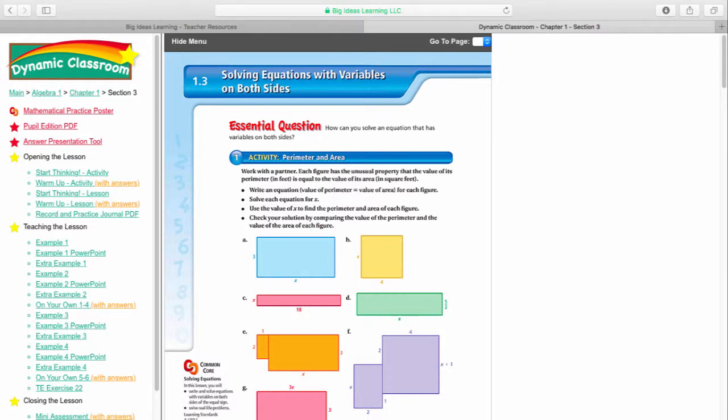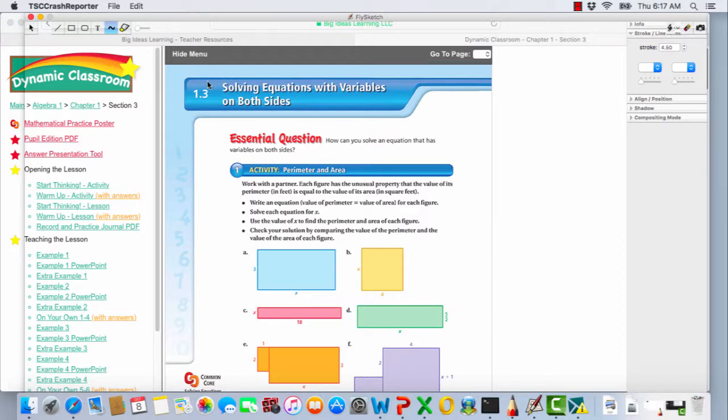So this is an introduction to the activity, 1.3 activity. You'll notice it says 1.3 right there: Solving equations with variables on both sides. Now it's going to be important to think about if there's a variable on both sides of an equation, like x plus 3 equals x. Wow, now you'd have to do something a little different.